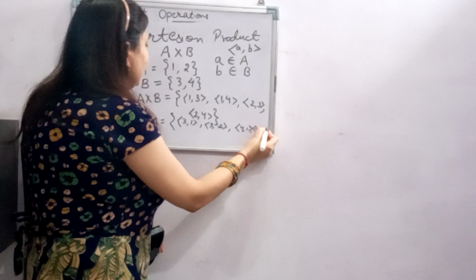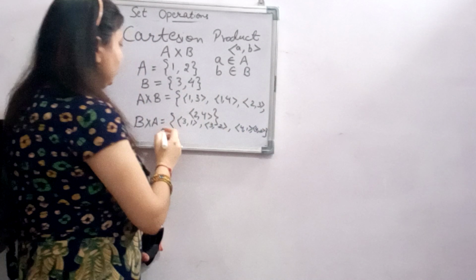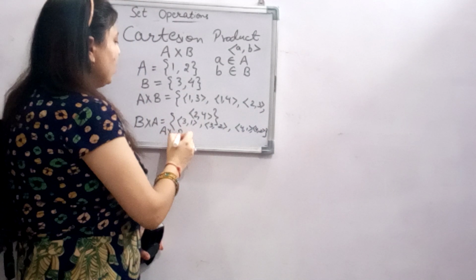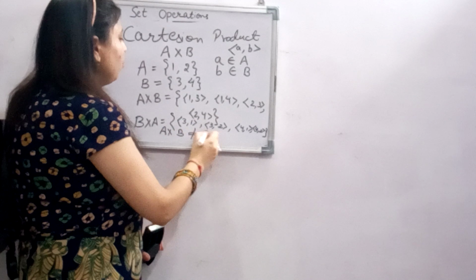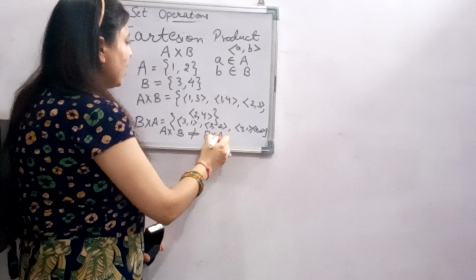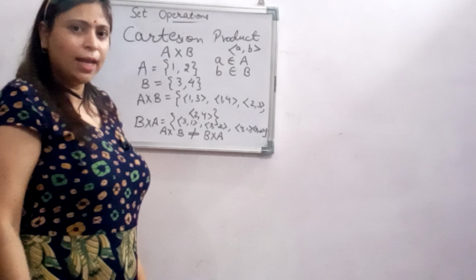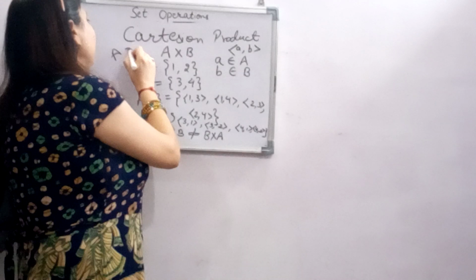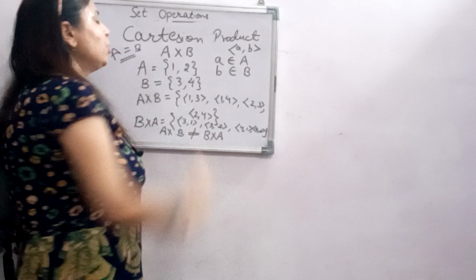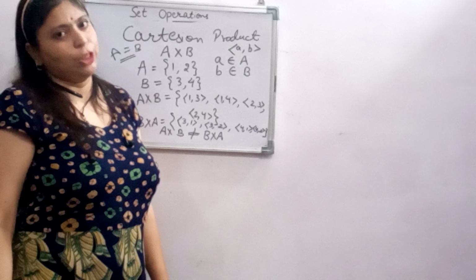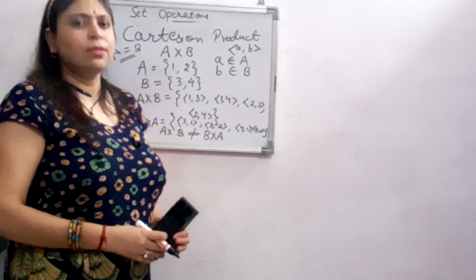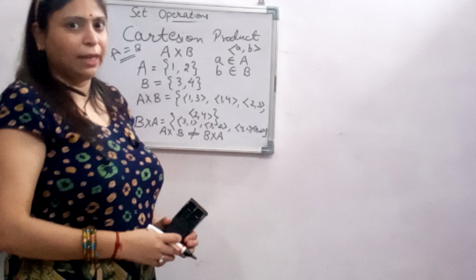And similarly, as in the case of difference, A cross B is not equal to B cross A unless A is equal to B. This is the condition for difference also and for the Cartesian product also. So these are some of the common set operations.